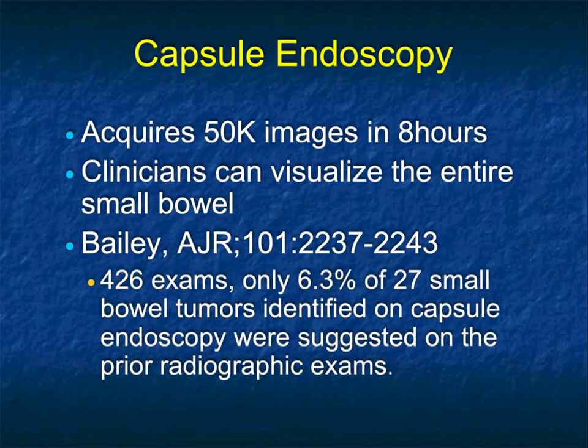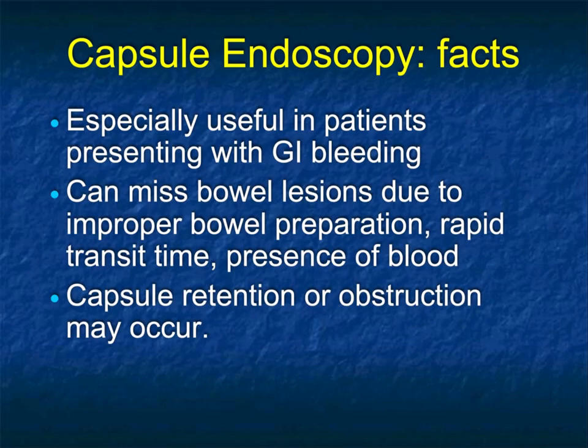Now, capsule endoscopy a number of years ago was 100% sensitive and 100% specific. Then we got more experienced. There are so many images to look at, it's easy to miss things. It's also important to recognize that when you get down to the numbers, you can sometimes pick up tumors, but they're often missed. You can miss lesions in bowel, including sites of bleeding, due to improper bowel prep, rapid transit times, or presence of blood in bowel obscuring the site of bleeding.